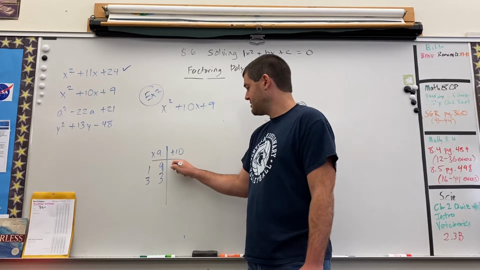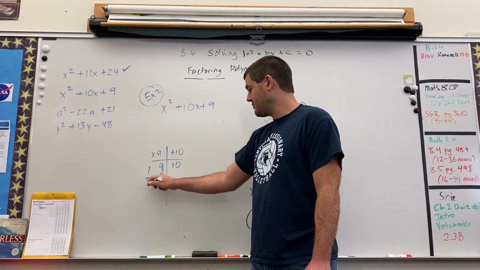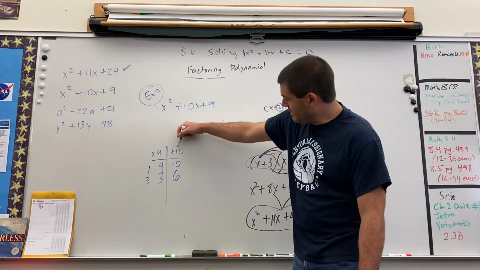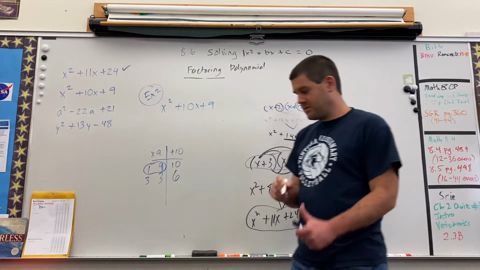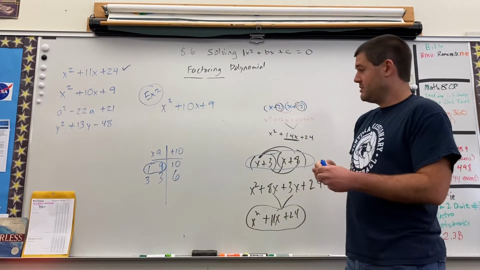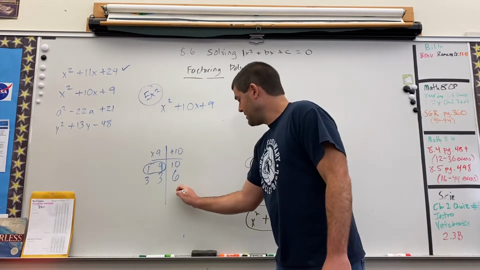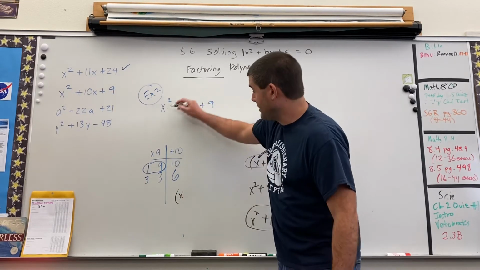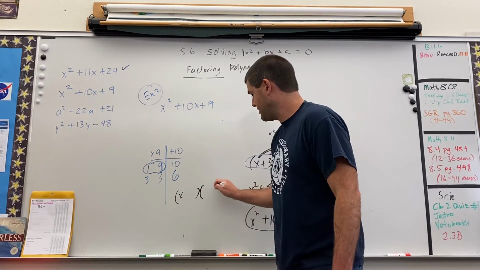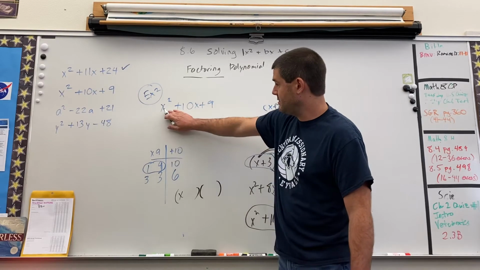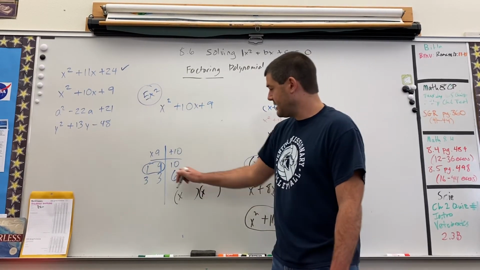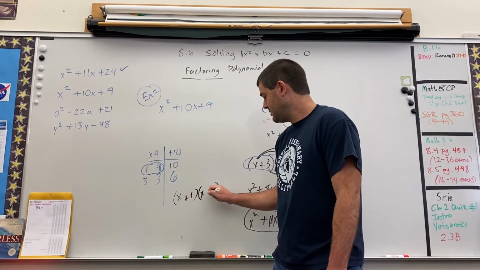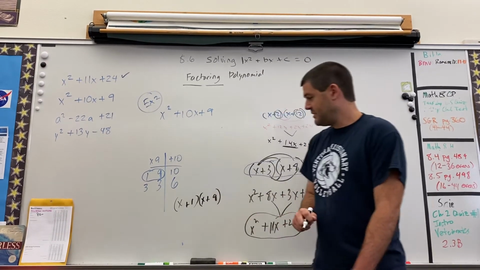1 plus 9 is 10. 3 plus 3 is 6. Well, I want it to add up to 10, so I know that these are our answers. So I'm going to take x. Well, I know my first terms need to multiply to get x squared. And then I can take my plus 1 and plus 9, and that's my answer.